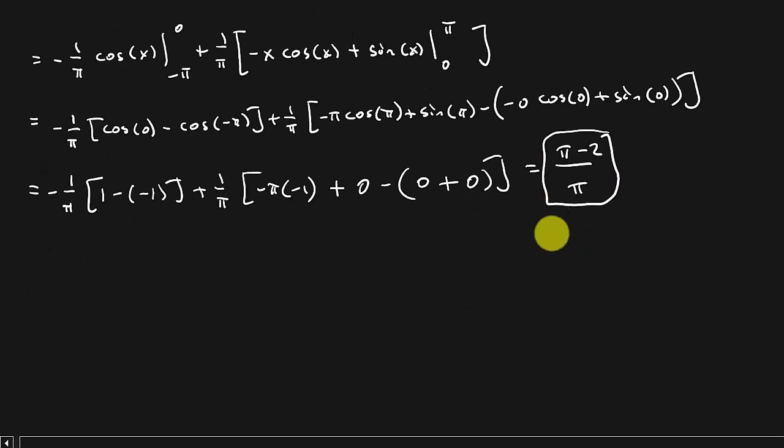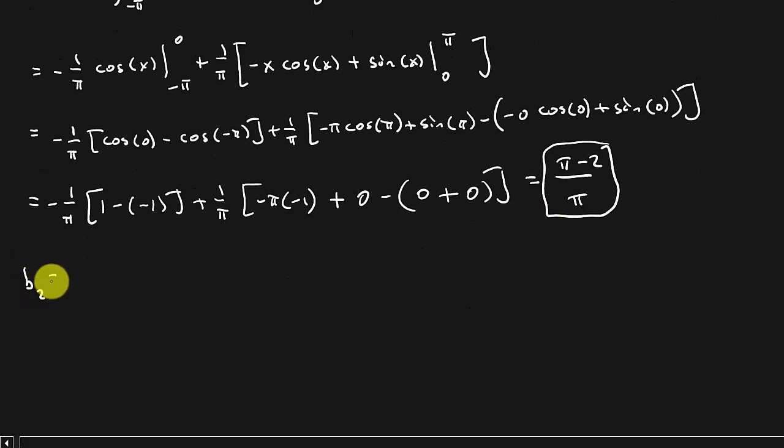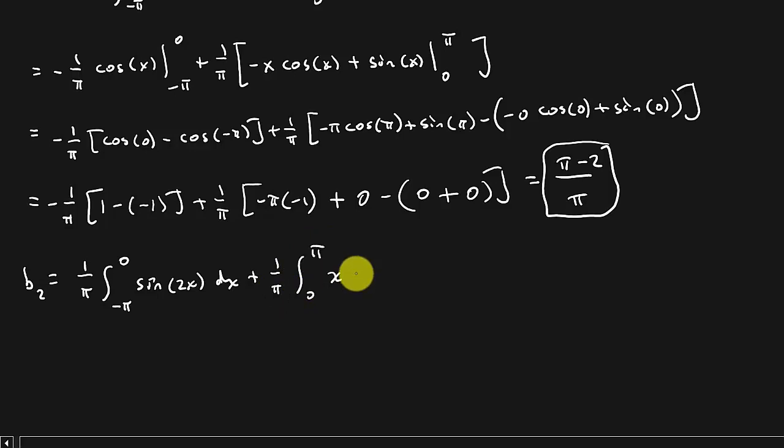All right. Now let's find B2. And as I promised you, I'm going to show you an easier way. So let's look at this one. We've got 1 over pi, integral from negative pi to 0, sine 2x dx, plus 1 over pi, integral from 0 to pi, and it's our function f of x, which is x, times sine 2x dx.